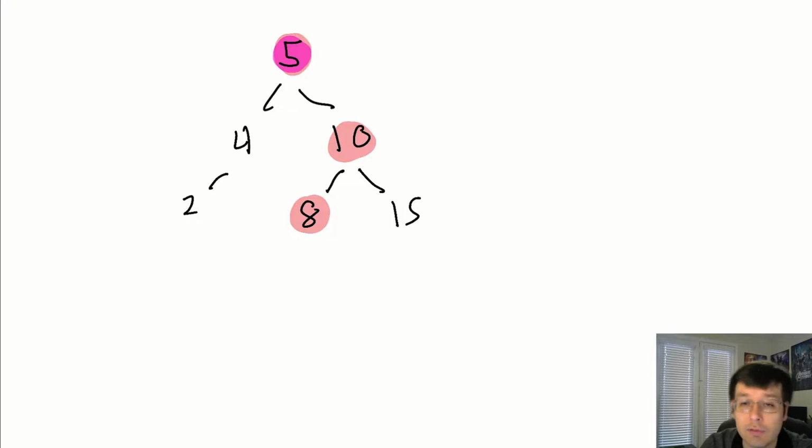Well, it's smaller than 5. Okay, so check here. Is the number 3 here? Well, it's smaller than 4, so go to the left. You get to the 2 and you're like, well, is the number here? Well, 3 is bigger than 2, so it should be to the right. But guess what? There's no children here.